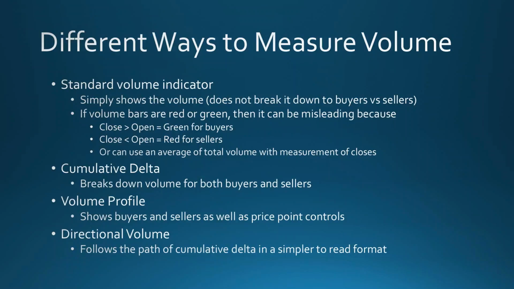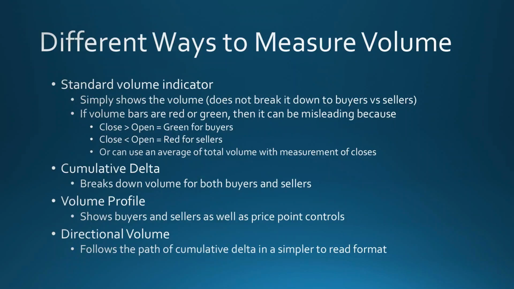Most of them are coded. If the volume bars are red, that simply means that the close was less than the open, or sellers controlled the bar. If it is green, that means that the close was greater than the open. So in other words, if you're using a candlestick and you have a bullish candlestick, that simply means buyers controlled it. If the candle is red or bearish, then the sellers controlled it.